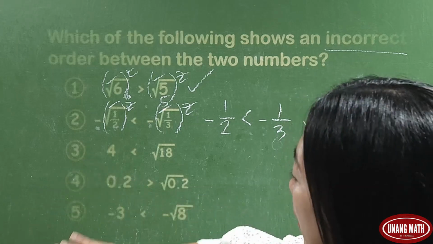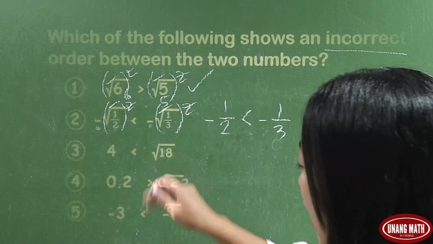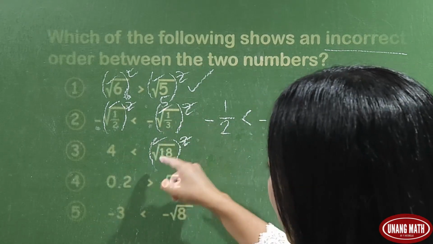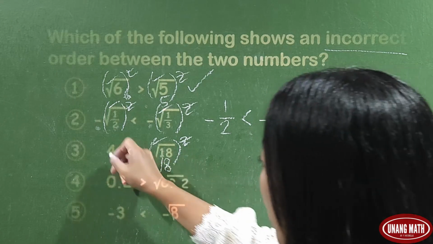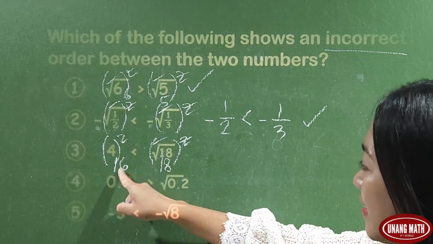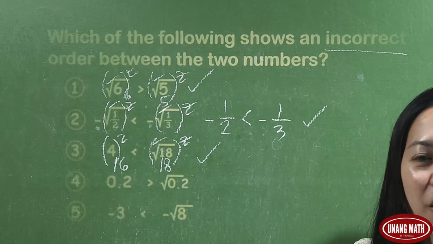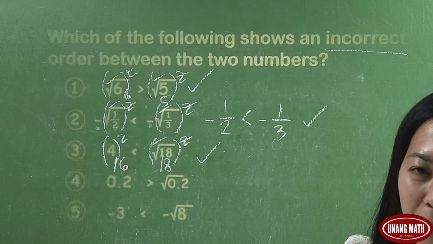Okay, for number 3, 4 is less than square root of 18. Square root of 18 means square this one, cancel, so we have here 18. We square this number, so we need to square 4 also. So this is 16. And 16 is less than 18. So option number 3 is also correct. What about for number 4?